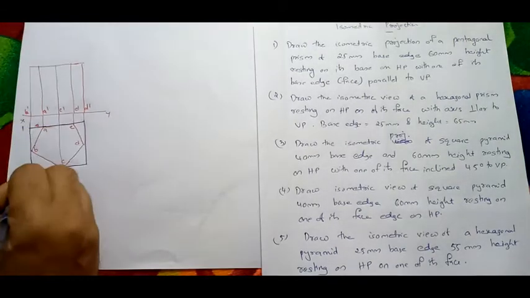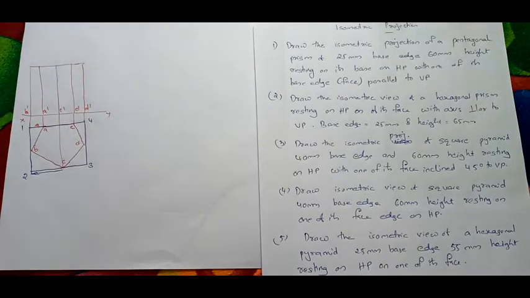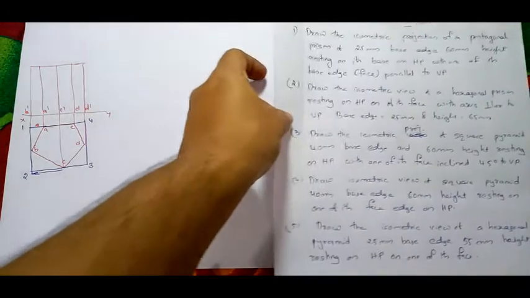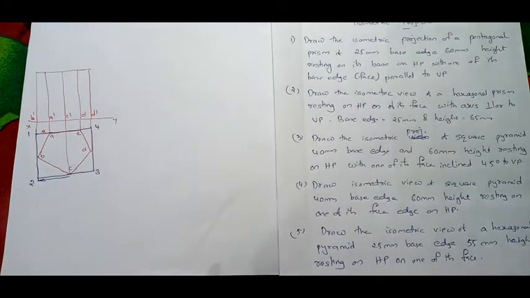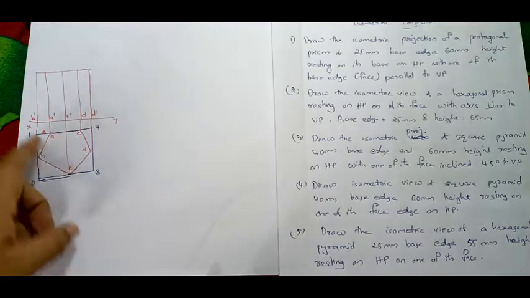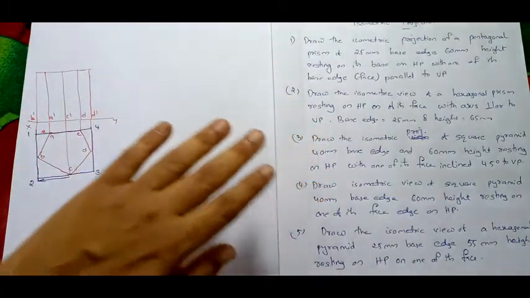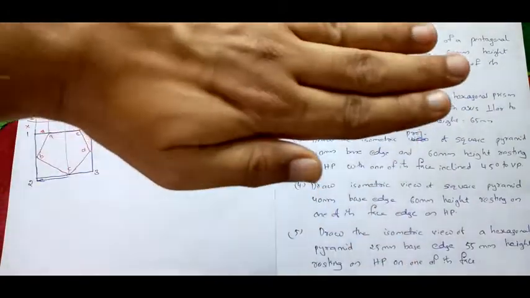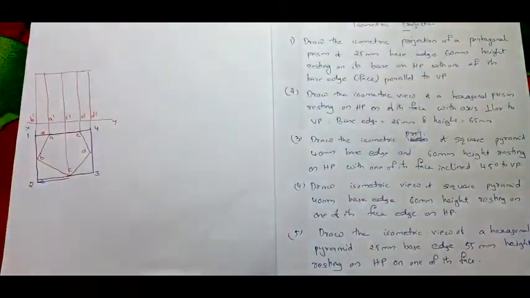So I'm naming it 1, 2, 3, 4. I'm following a nomenclature, and you need not follow that. Based on your easiness, you can follow your own. So I'm naming 1, 2, 3, 4 at the bottom and 1 dash, 2 dash, 3 dash, 4 dash at the top. If it's a rectangular prism, basically there will be a bottom rectangle and a top rectangle. Those two bases: one will be 1, 2, 3, 4 and the other I am naming 1 dash, 2 dash, 3 dash, 4 dash.